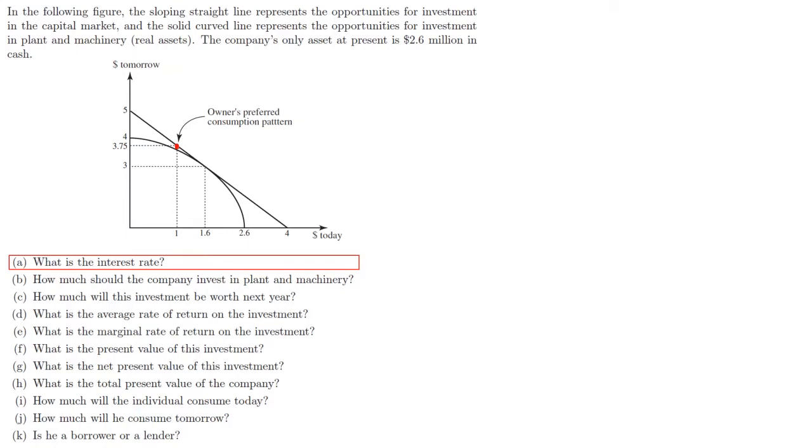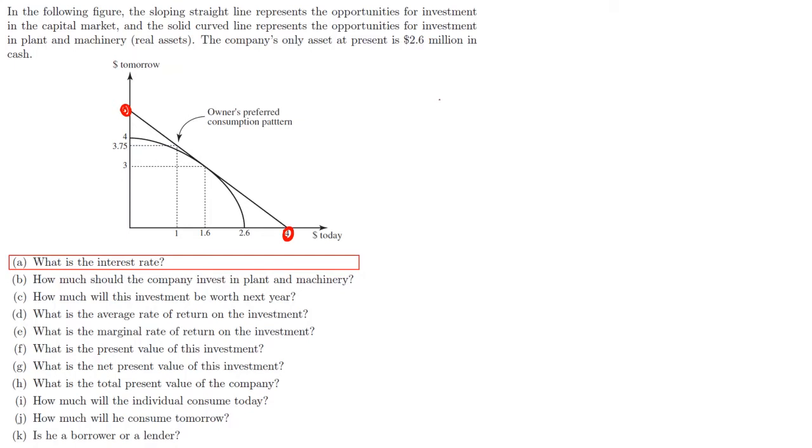But let's go back and say the first question. So first question is, what is the interest rate? Well, let's see. So we know that today we could have 4. If we take everything we have, we could borrow against it and have 4 today. We could take everything we have today, invest it, and have 5 tomorrow.